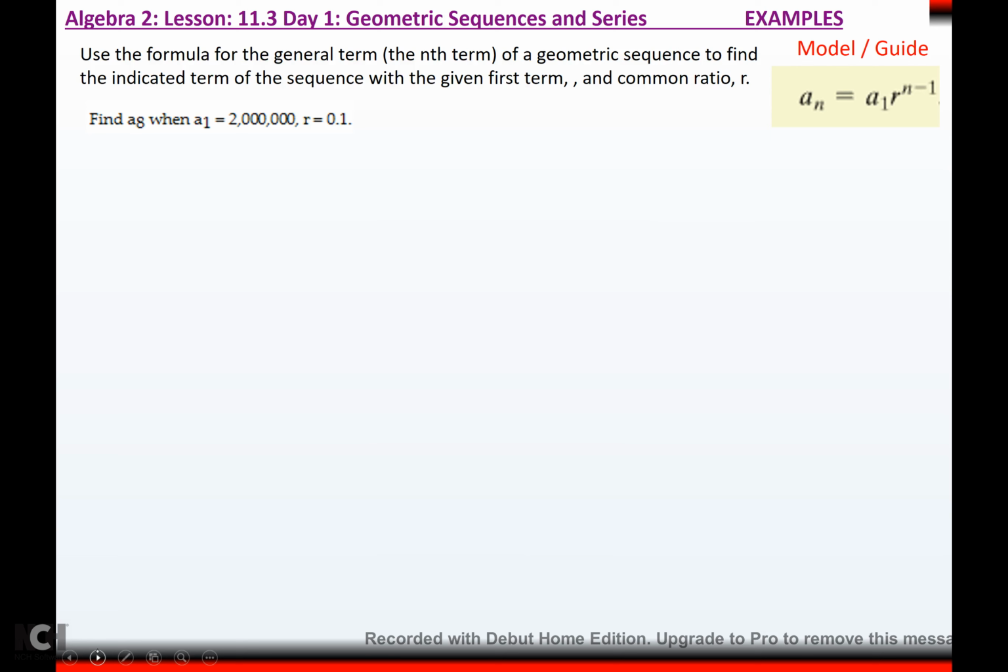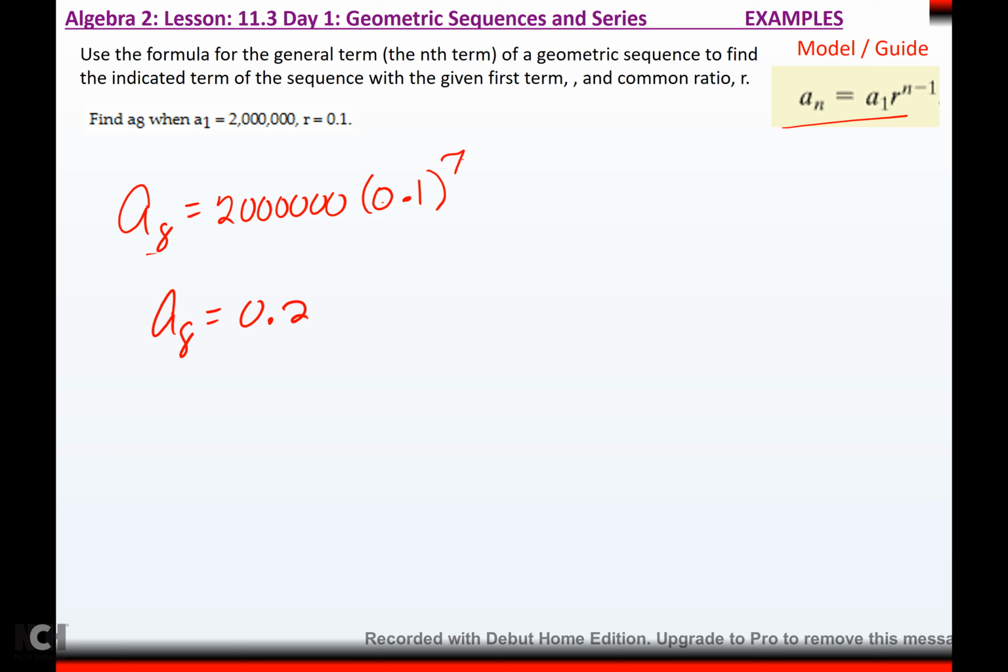Alright, so again, we want to use the formula to find the nth term of a geometric sequence. And it says find a sub 8 when a sub 1 is 2 million. The common ratio is 0.1, and if they want the 8th term, I'm going to take 7 copies of the ratio. So if I do 0.1 caret 7, that's 1e negative 7, times 2 million, I get 0.2. The 8th term would be 0.2. Okay?